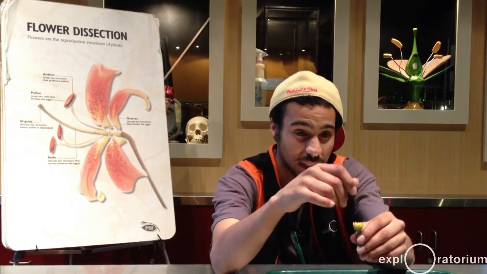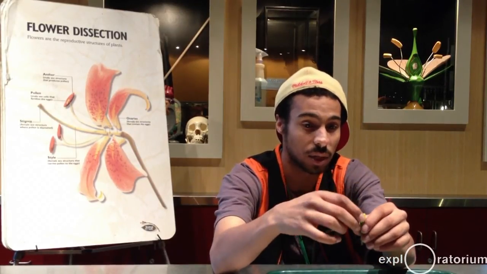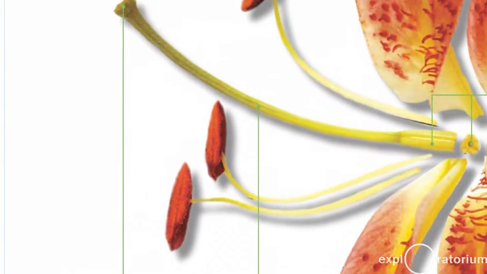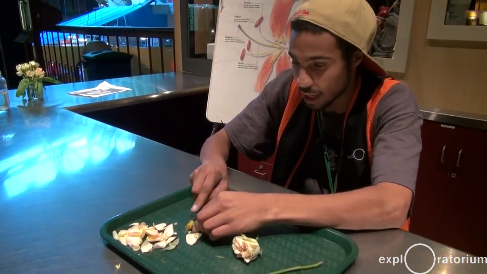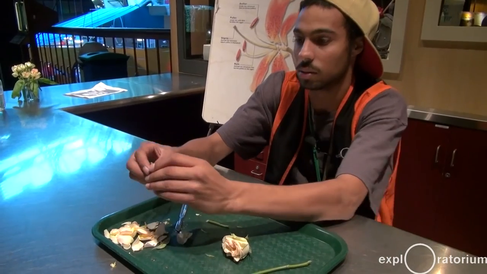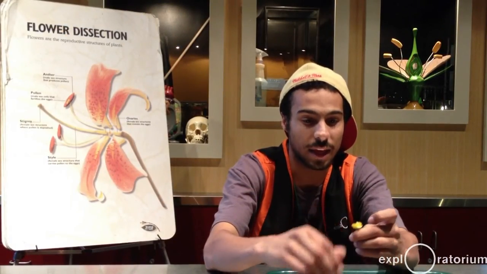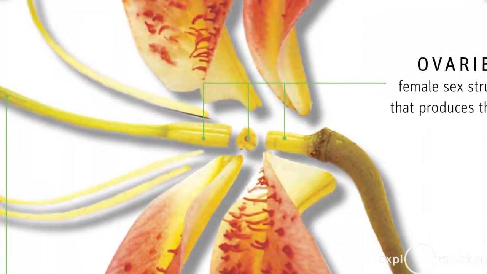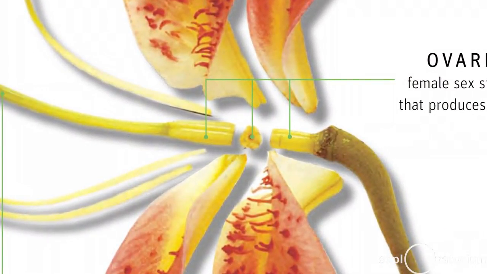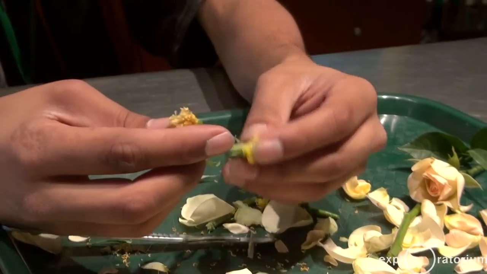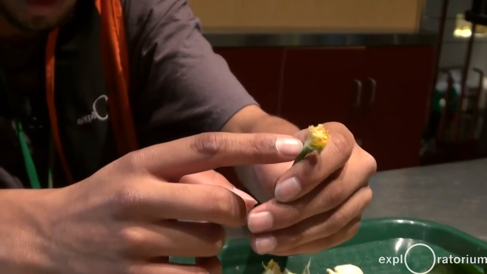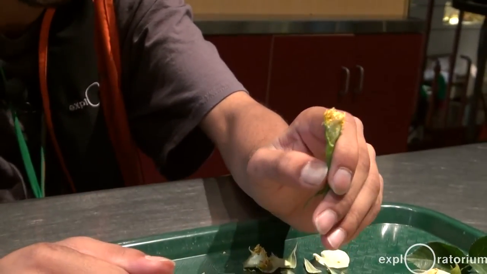When that pollen gets to the stigma, it travels down to the style, which is about halfway down. If I cut this off, we may be able to get to that. Once the pollen makes it to the style, it then has to travel to the ovaries. The ovaries are right here in the middle, and this is where the actual seeds are developing. These edges right here are the placental ridge.